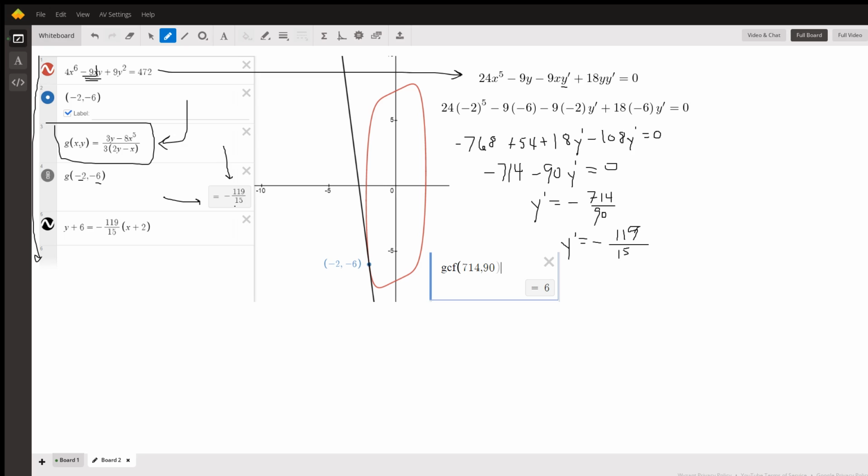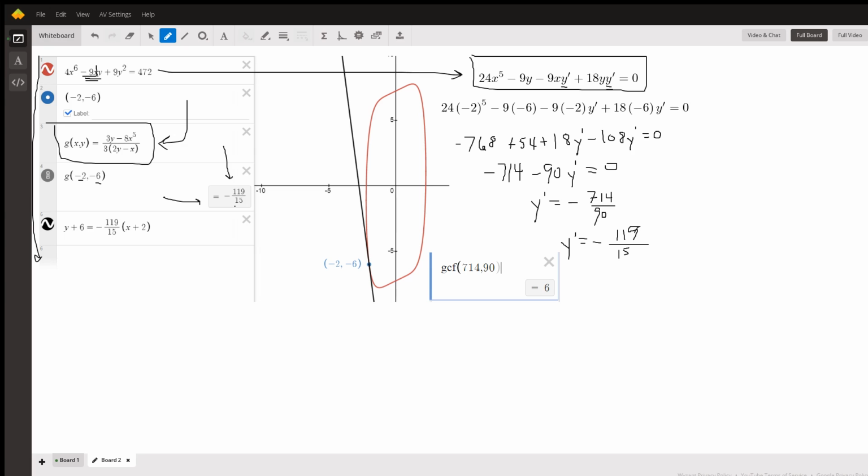And finally, for 9y squared, 18 times y, but then you have to employ the chain rule, multiplied by the derivative of the inside. So there is what you get after implicit differentiation. All you have to do is plug in -2 for x, -6 for y, and then solve for y prime. And that's what I've done here.